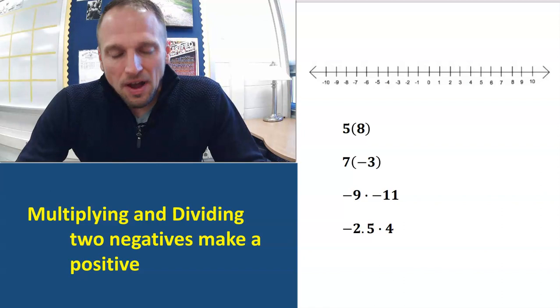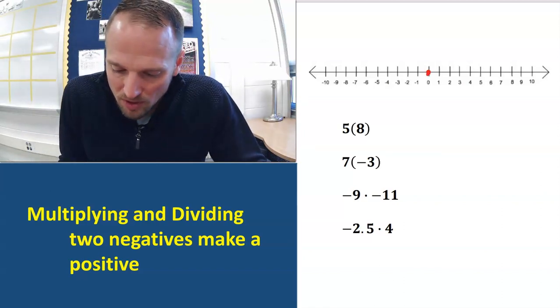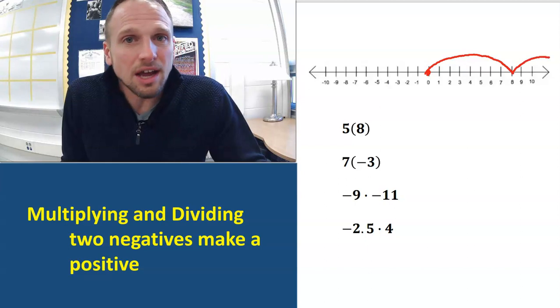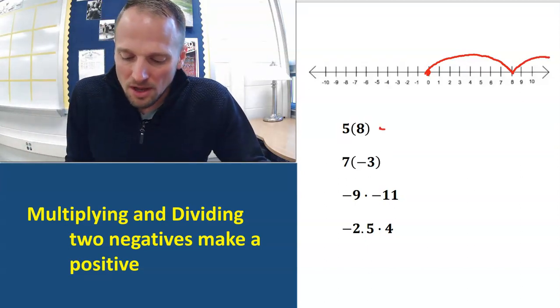So 5 times 8, here's what we do. We would start at 0, and we would go up 8, and then we would do that 5 more times. And so you can see we're definitely going in the positive direction. 5 times 8 is going to be a positive 40.